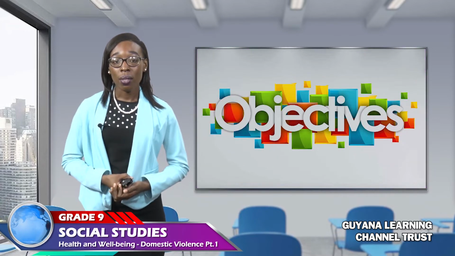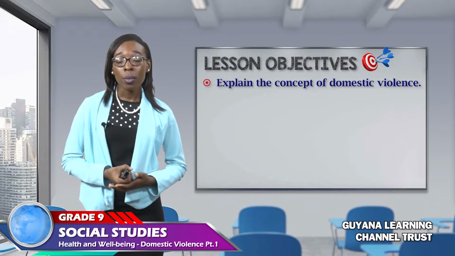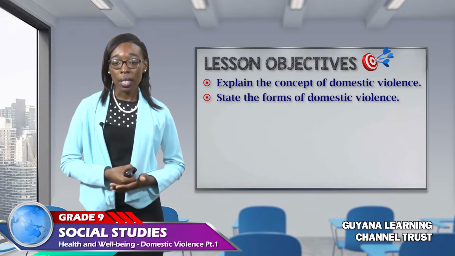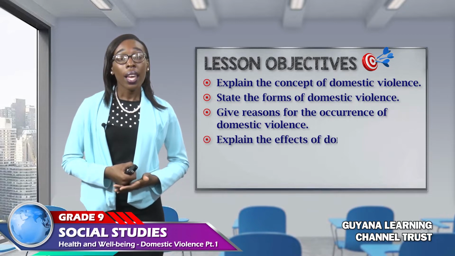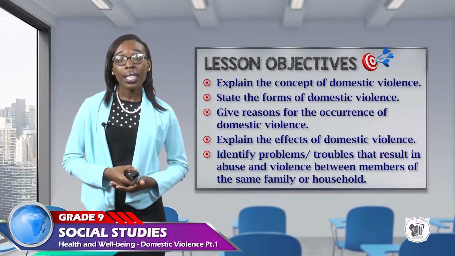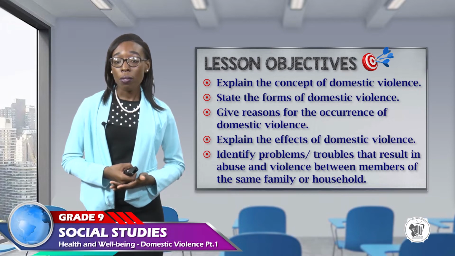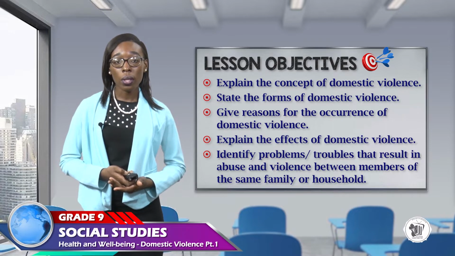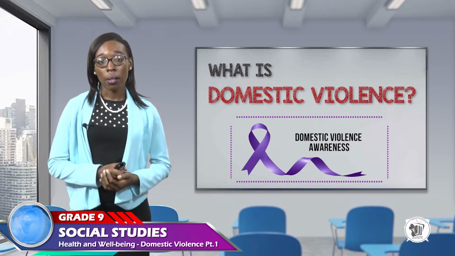What are our objectives? From today's lesson, you should be able to explain the concept of domestic violence, state the forms of domestic violence, give reasons for the occurrence of domestic violence, explain the effects of domestic violence, and identify problems or troubles that result in abuse and violence between members of the same family or household. So let's begin by understanding what domestic violence is.